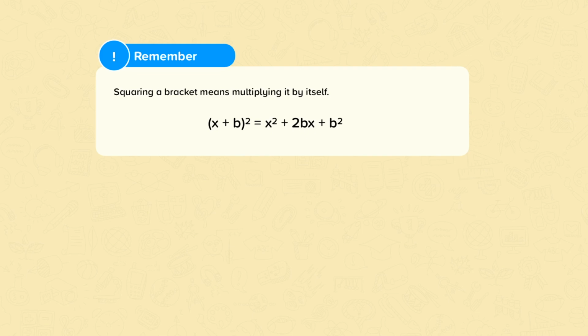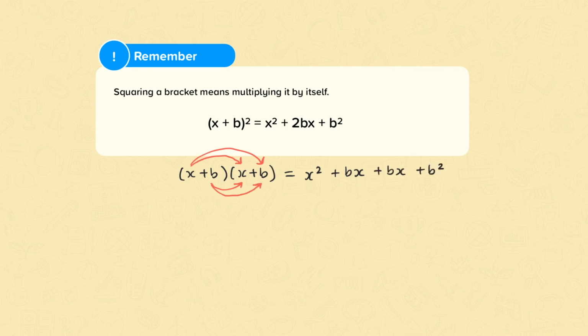To understand how to complete the square, you first need to understand how to square a bracket. Remember that squaring a bracket just means multiplying it by itself. So if we had x plus b inside the bracket, and that whole bracket was squared, we could multiply that like this. So I've got x plus b times x plus b. And if I expand that, I get x squared plus bx plus another bx plus b squared. So that's where this 2bx term comes from. I've got two lots of plus bx from the expansion.